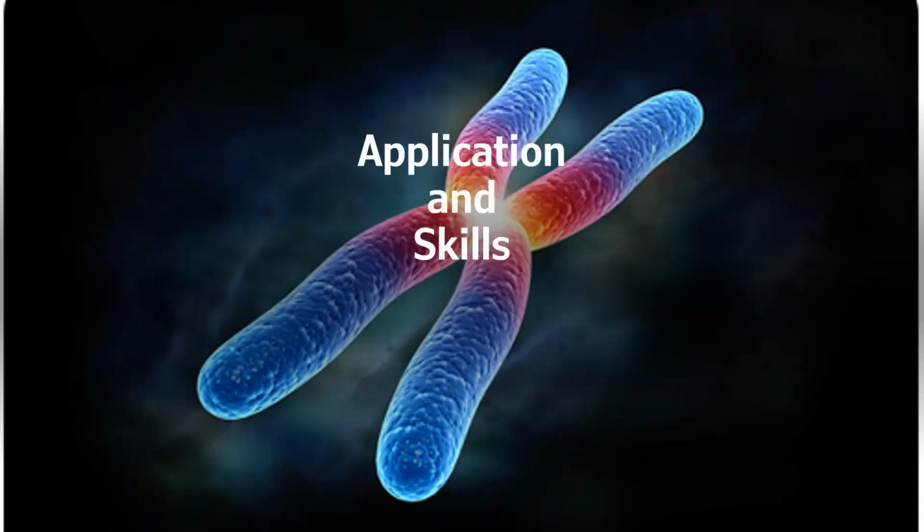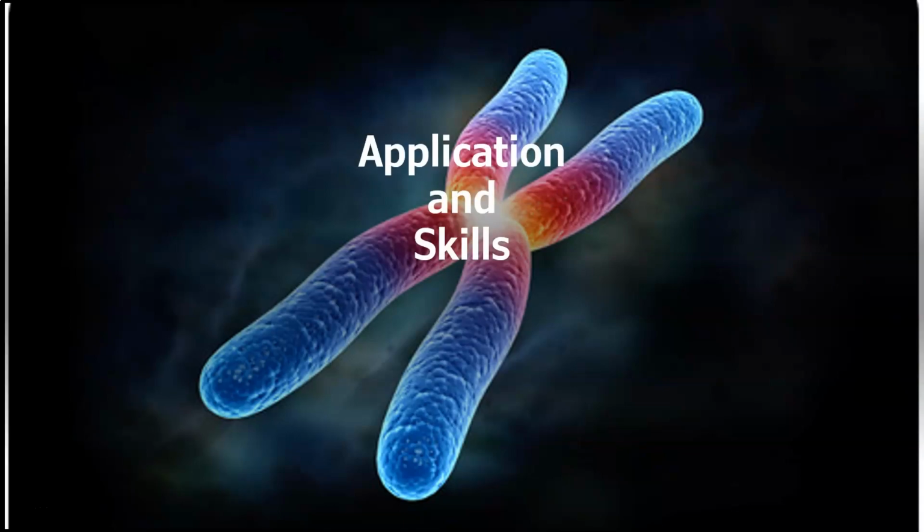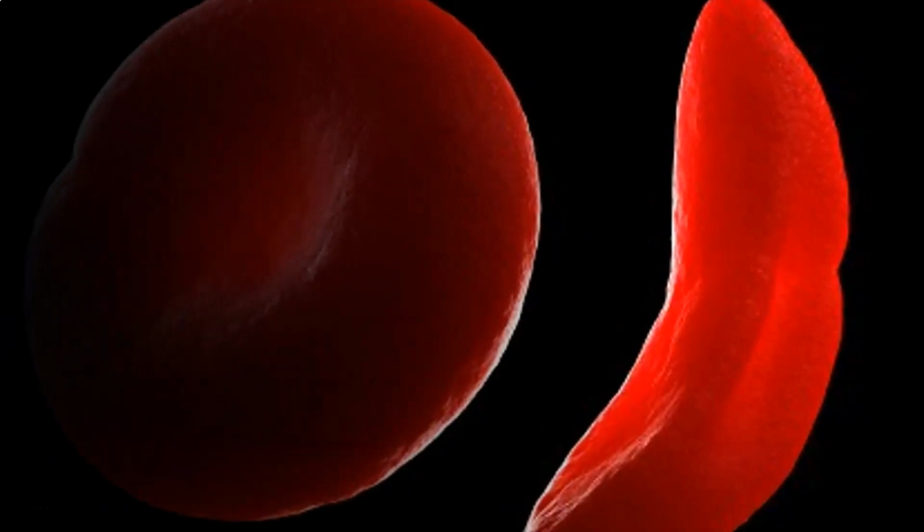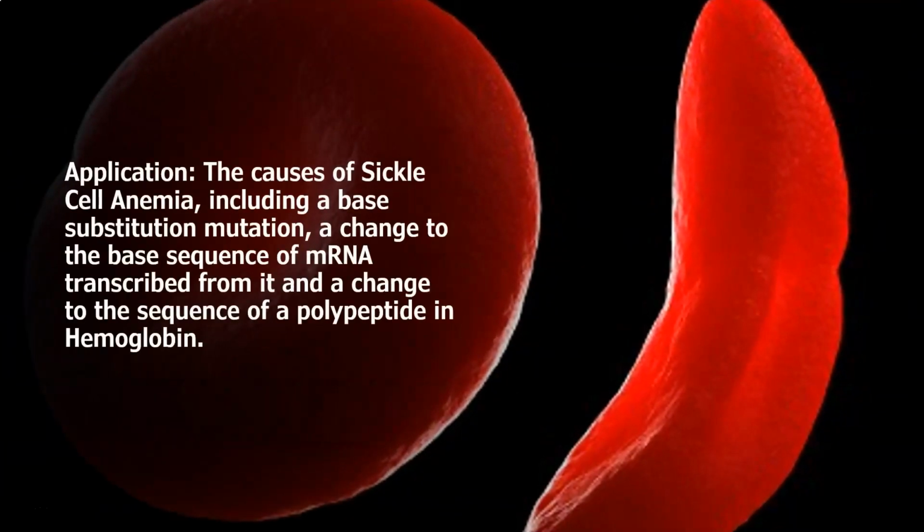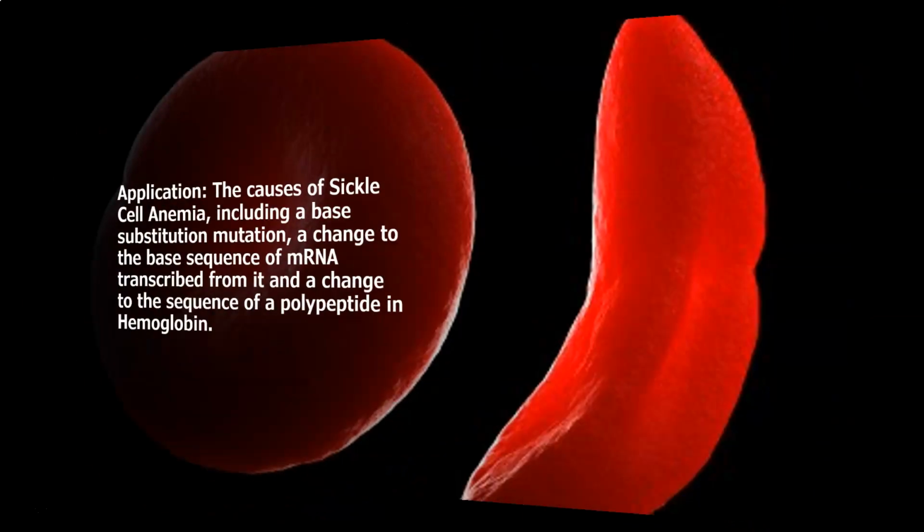Alright, so if we move now on to our application skills, we're going to see why some of these techniques are important. Your first section in your application and skills is the causes of sickle cell anemia, including a base substitution mutation, a change to the base sequence of mRNA transcribed from it, and a change to the sequence of polypeptide in hemoglobin. So we're actually going to look at this condition, sickle cell anemia, and see how and why it occurs.